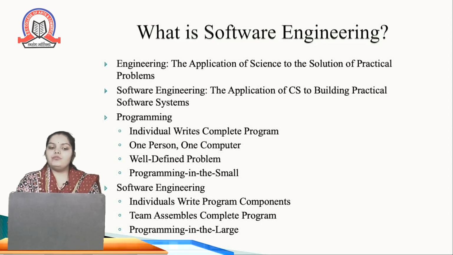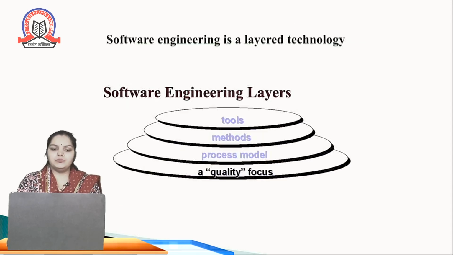And in software engineering, an individual writes program components and a team assembles the components into a program, so programming is at the large level. It is programming, but at a large scale. If we see the layers of software engineering, there are tools, methods, process models and quality focus. These all come together to make a software engineering product.